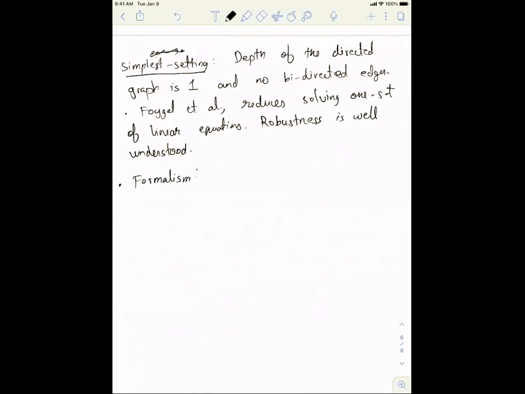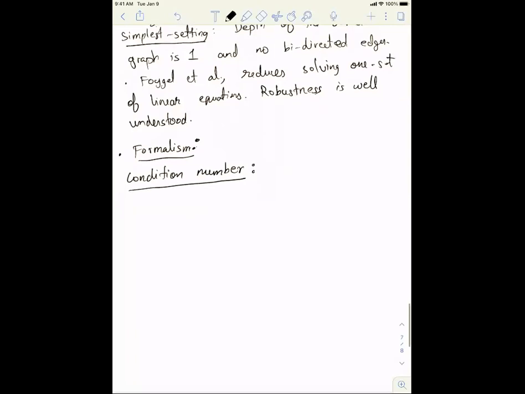So to formalize this, we're going to use this metric called condition number. This is a standard concept you use in numerical algorithms. The condition number is defined as follows. You can think of this problem as a map. So you're computing the map from sigma to this.